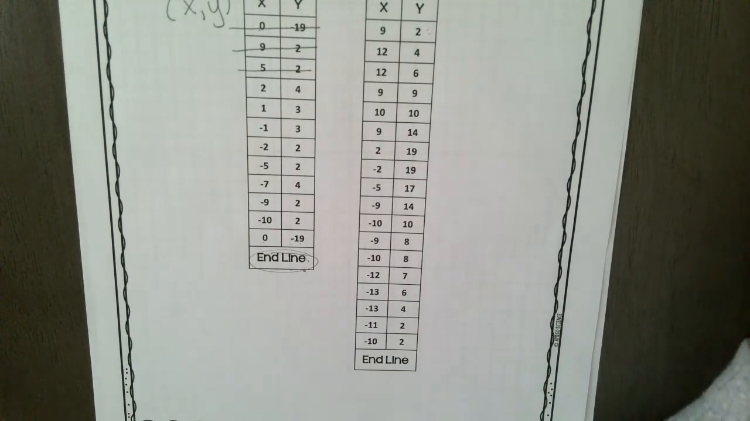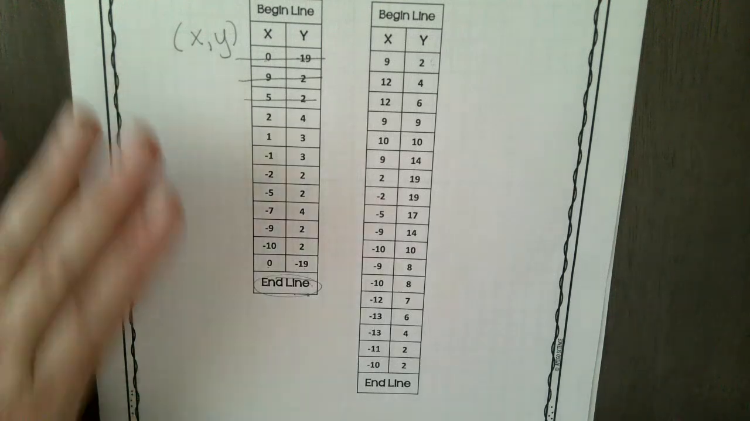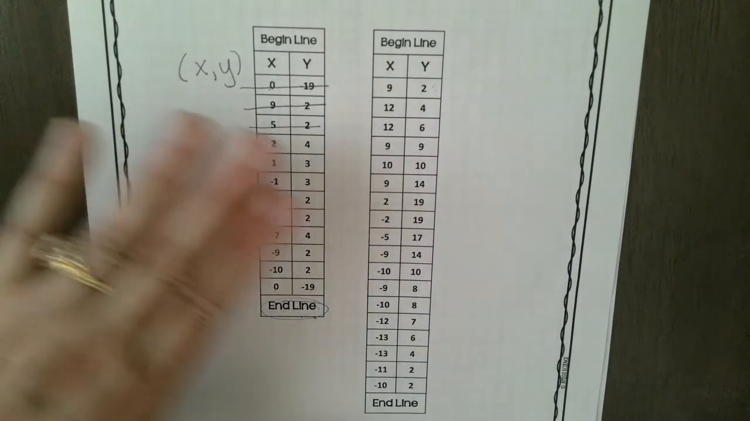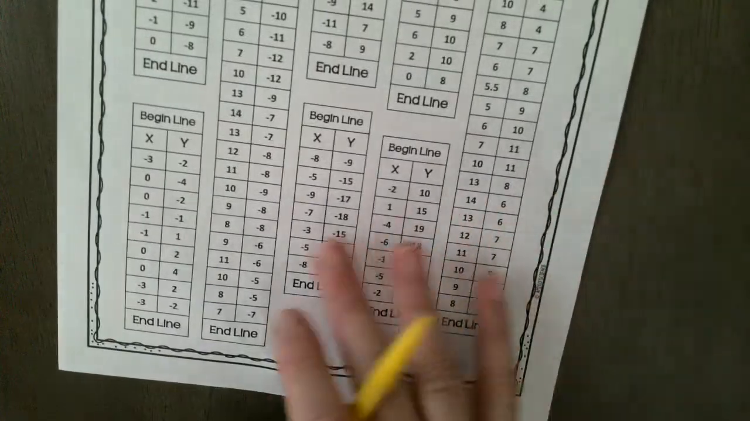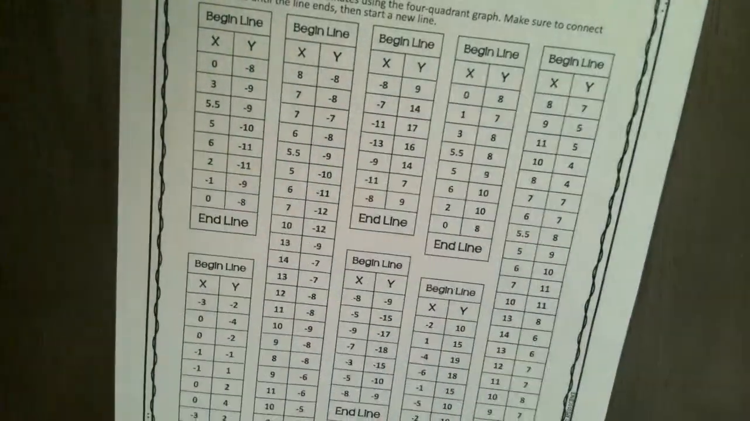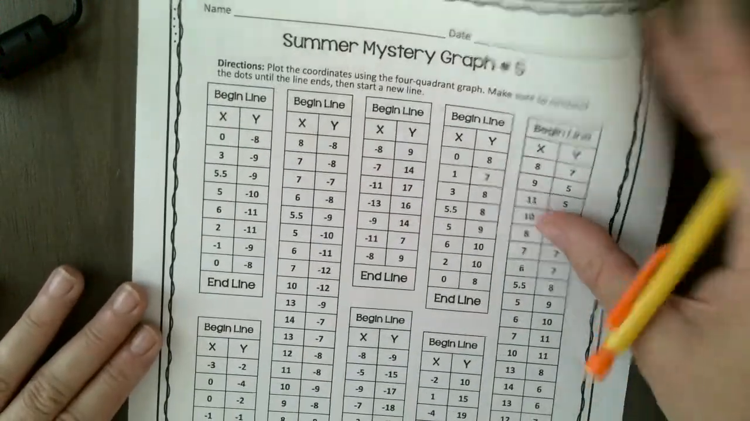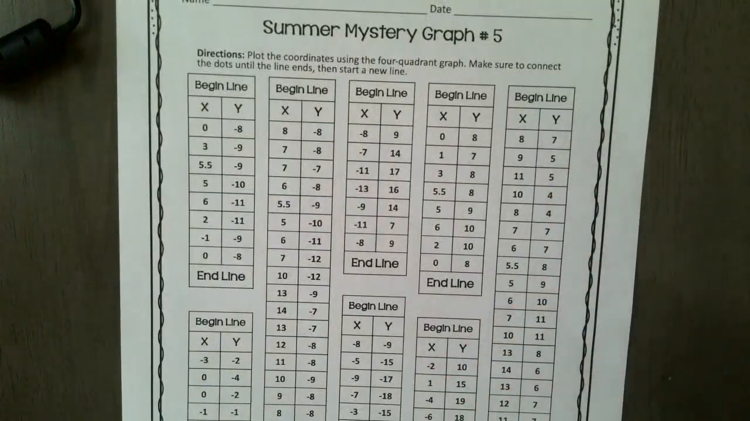I have 2 graphs available for you. This is graph number 1. Now, I also have one labeled graph number 5. So take note, this is all there is for graph number 1 for plotting all of these points. This is graph number 5. You'll notice graph number 5 is a little bit longer, a lot more plotting of the points, and it will probably take you a bit longer to complete this one, but they are both absolutely awesome summer pictures. So feel free to maybe start with graph number 1, and then when you're done, move to graph number 5.